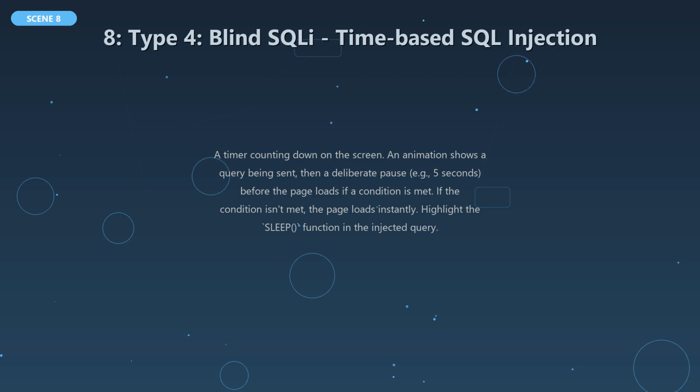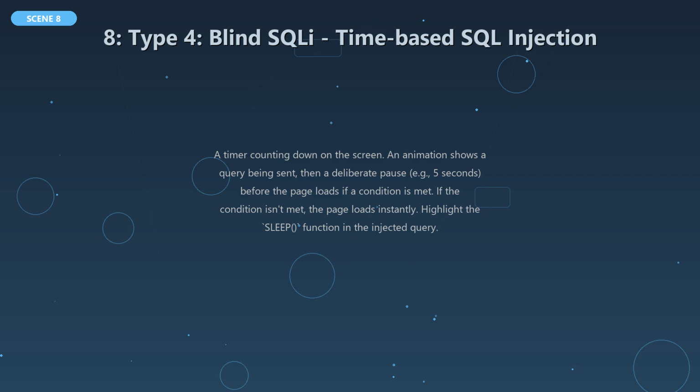pause for 5 seconds before returning a response. The web application, in turn, will take 5 seconds longer to load than usual. If the character is not 'a', the sleep function is skipped, and the page loads quickly. By meticulously observing the response times, the attacker can infer the truthfulness of each condition they test.